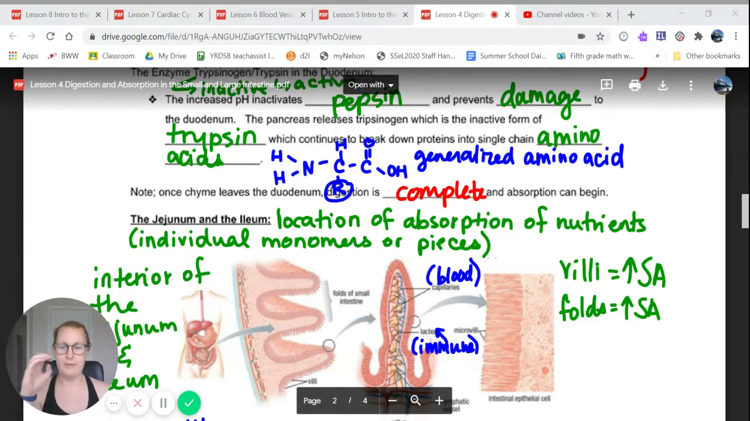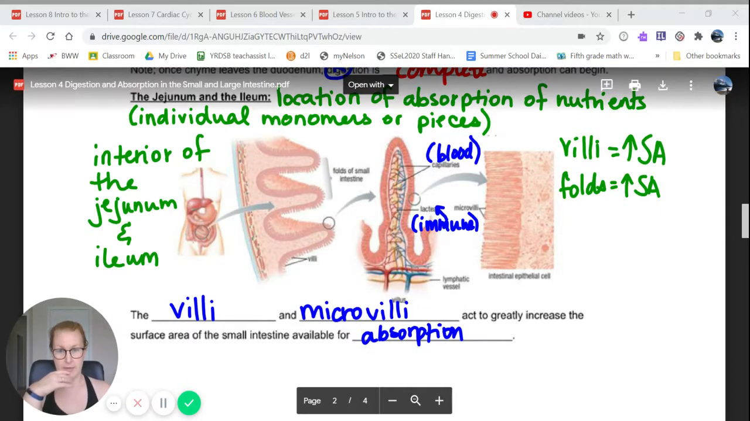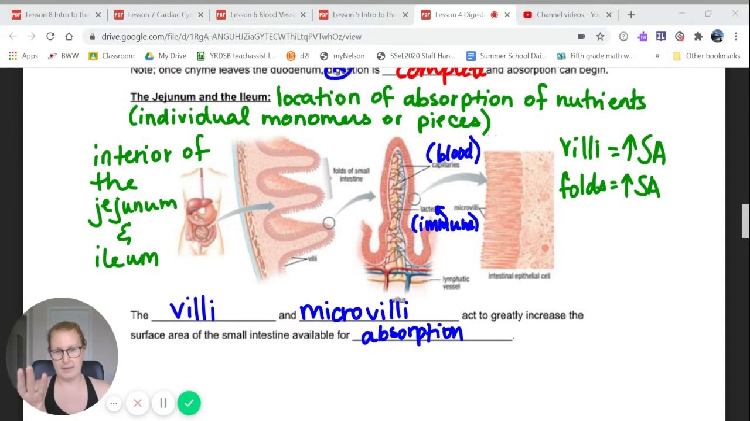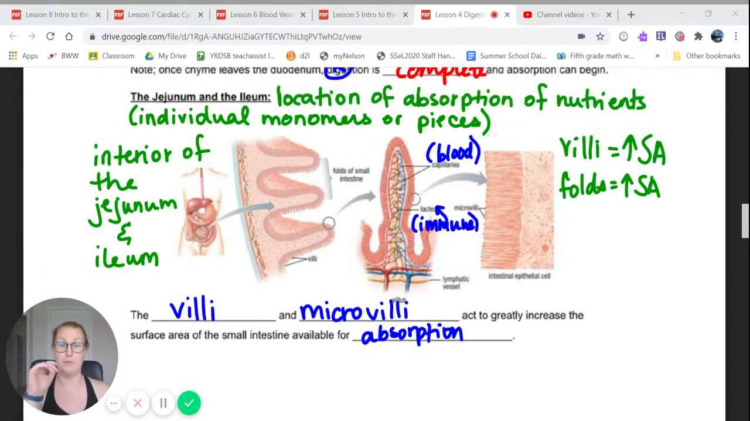So now we have these individual pieces, these individual monomers. And what I'm showing down here is if we were to look at the interior of the jejunum and ileum. What we see is that it's highly folded, okay? And if you zoom in even smaller onto the folds, you see these, they look like fingers. They are called villi. And if you zoom even further onto those, you see even smaller ones, which are called microvilli. They're like little hairs. And the goal of both the folds, the villi, and the microvilli is to increase surface area.